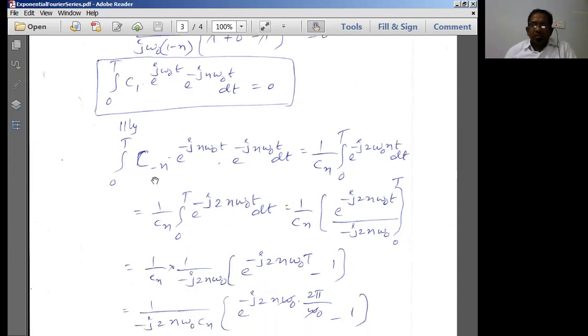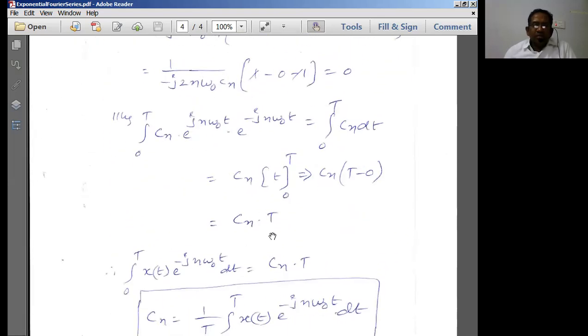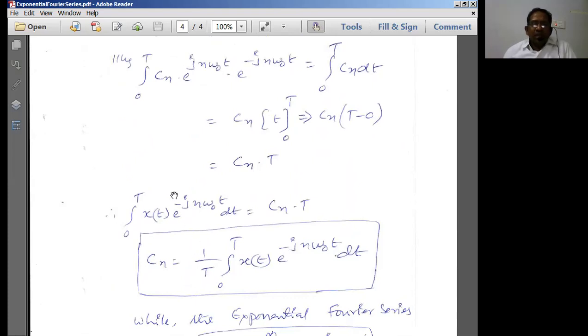Similarly, the integration of c minus n minus c minus 1 minus 2 minus 3 minus 4 and so on up to minus n also turns out to be 0 for us. So by simply putting all of them as zeros, on the LHS I have this particular equation: the integral of x of t, which we multiplied with e power minus j n omega naught t and integrated with respect to time t. On the right hand side, what I have computed is Cn into T. So what is Cn now?